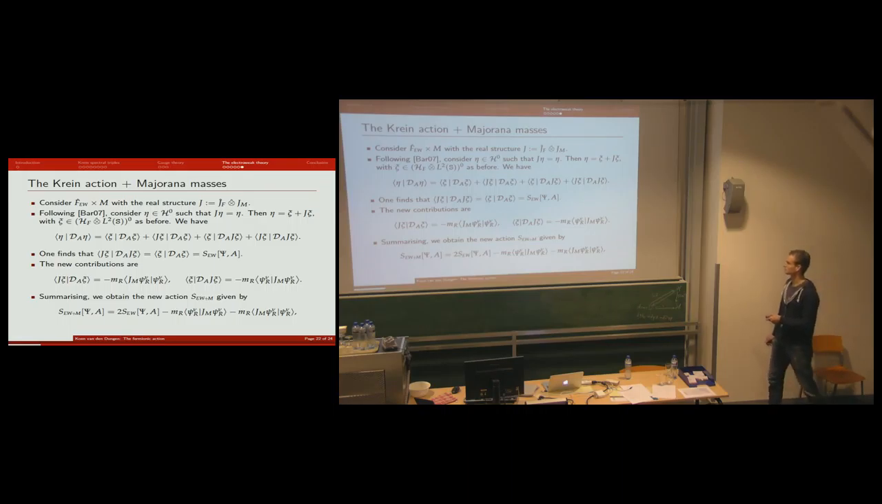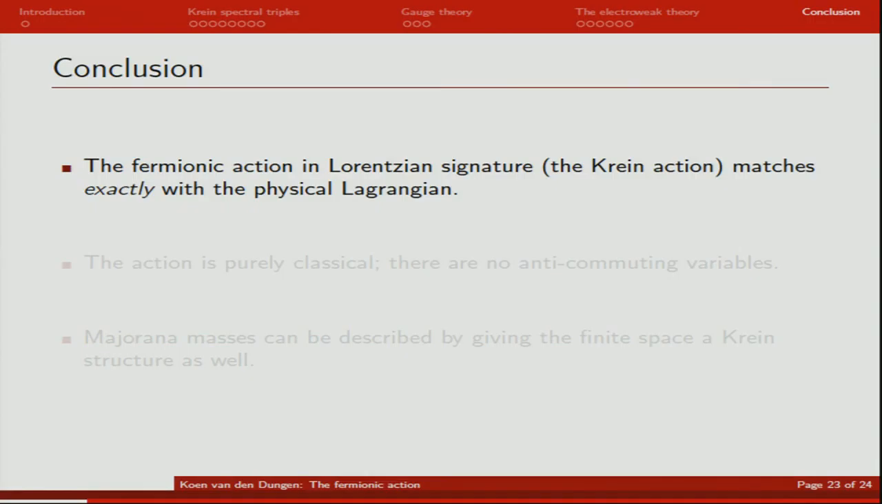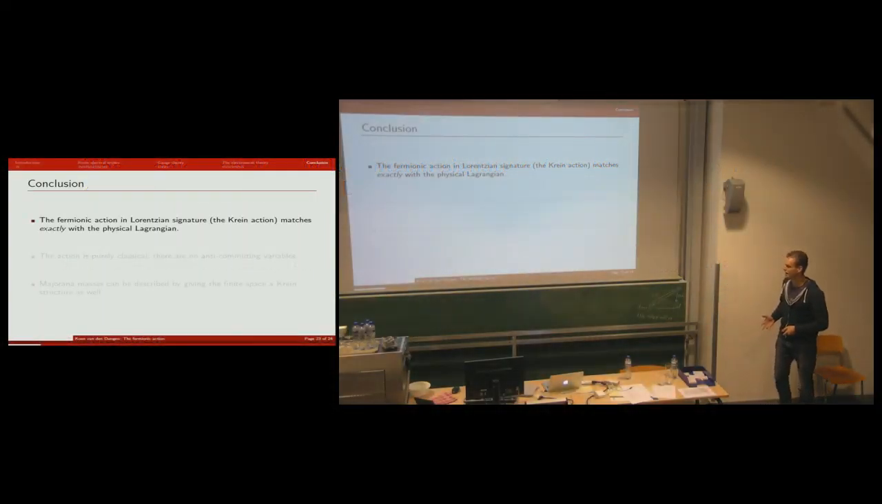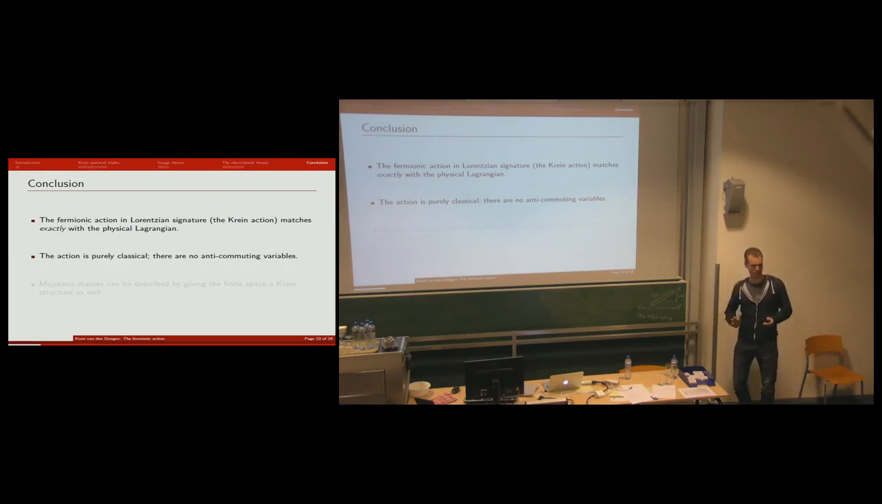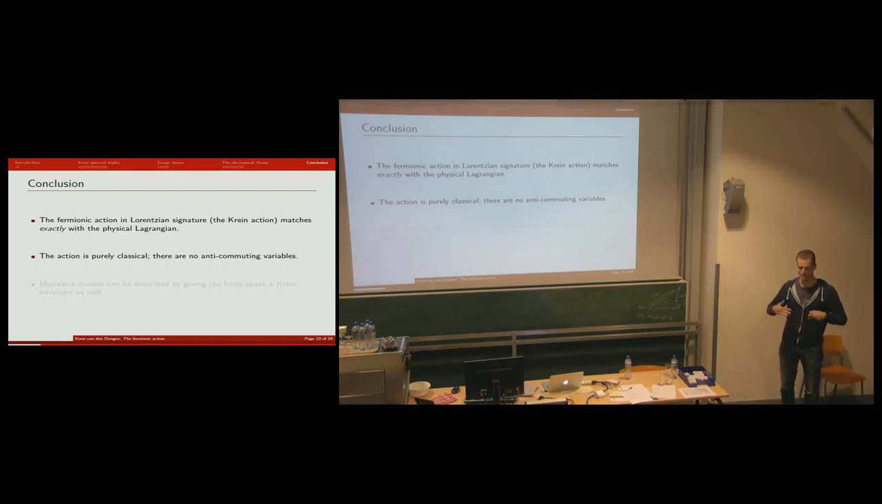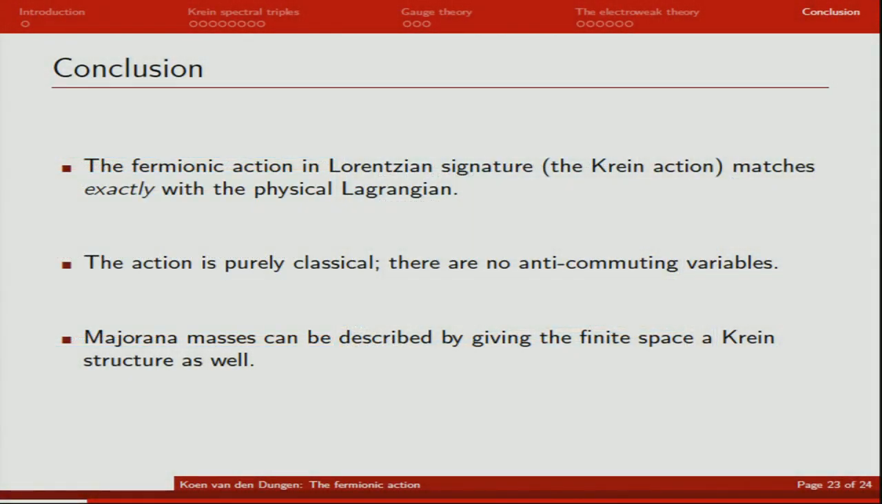All right, so let me just summarize. I've described the fermionic action in the Lorentzian signature, which I call the Krein action. I've only shown you one example, but I hope that I've convinced you that it gives you the correct physical Lagrangian that you would like to get. One advantage of my approach compared to other approaches, I think, is that it is purely classical. So there are no anti-commuting variables being assumed. So the entire setup remains in the classical world. And lastly, it is possible to describe Majorana masses.